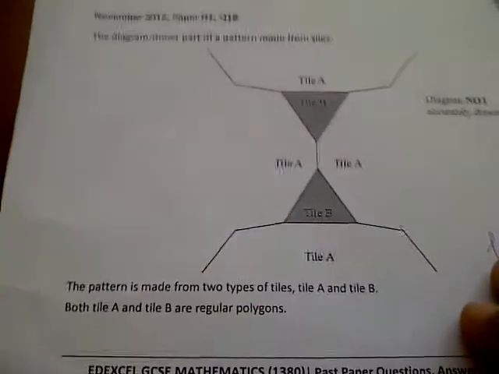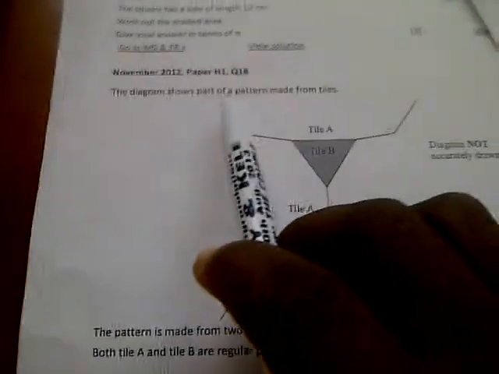Now, here is another question on polygons. We are told that the diagram shows part of a pattern made from tiles, and the pattern is made from two types of tiles, tile A and tile B, and tile A and tile B are regular hexagons. So we're now told to find the interior angle of tile A. Okay, now let's look at this closely.